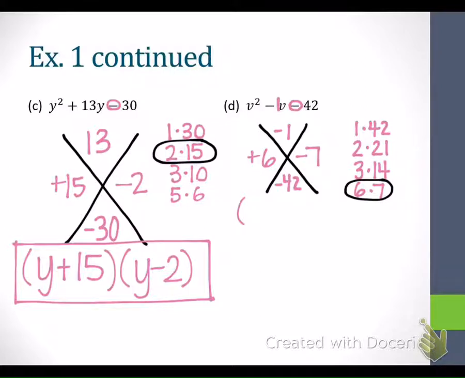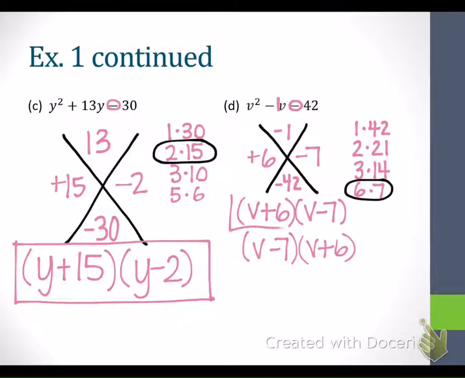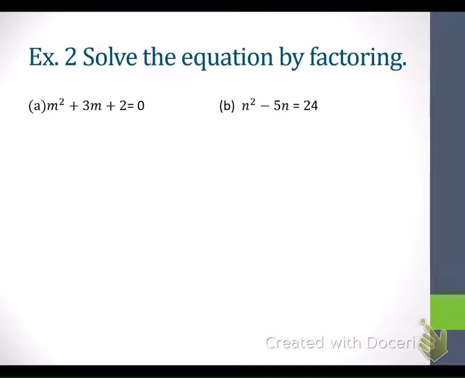Abby, what's our final answer on letter D? Very good. Now, what if I had put v minus 7 times v plus 6? Is that the same thing? Absolutely. Does not matter. As long as the right number and the right sign are together, it doesn't matter which order the parentheses are in. All right, any questions? Awesome. Let's move on to example number 2.